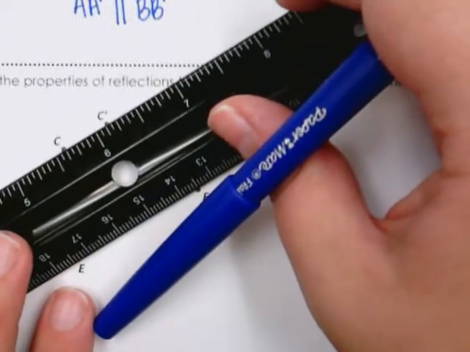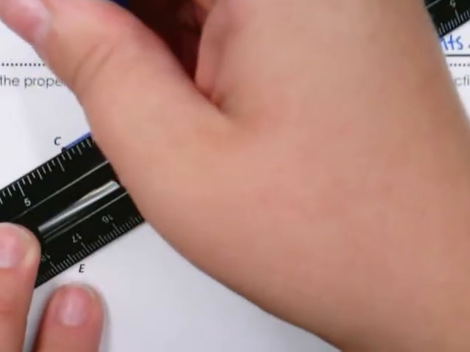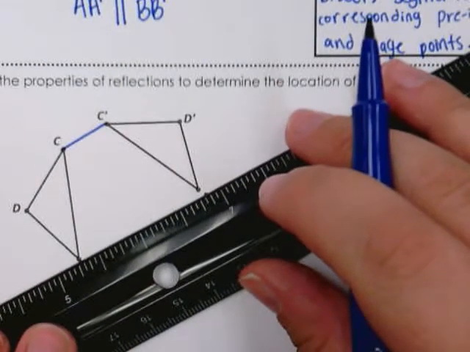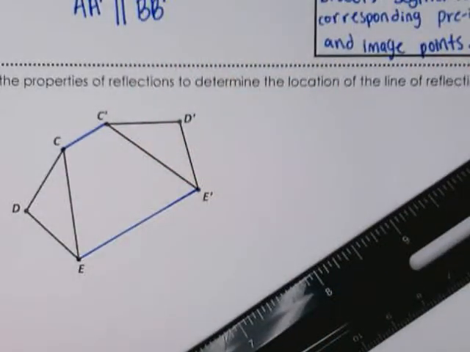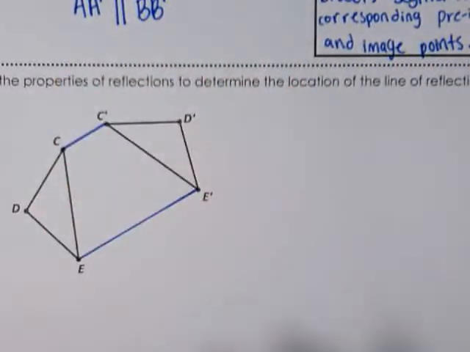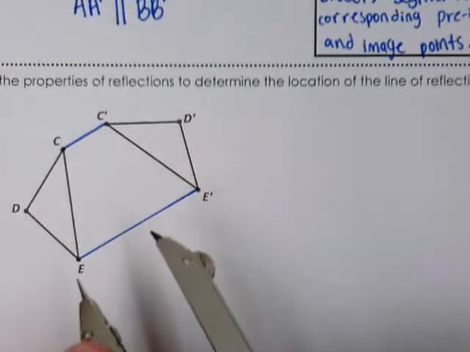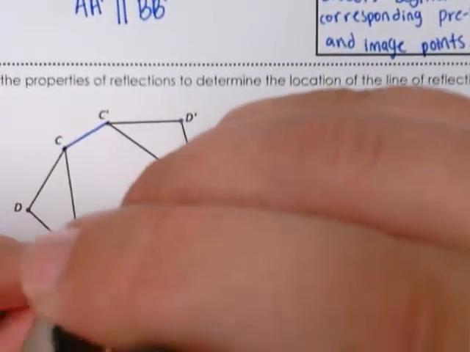So I'm going to connect the pre-image to the image points for both C and E. You could do it for D too, but I'm just going to focus on these two. And now if I need to find the line of reflection, remember we said the line of reflection is the perpendicular bisector of the lines that connect the pre-image to the image. So I'm going to actually do the construction. So I'm going to do a perpendicular bisector construction here and make the first arc.